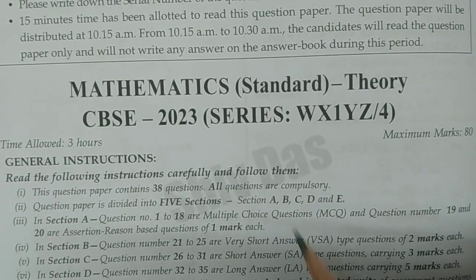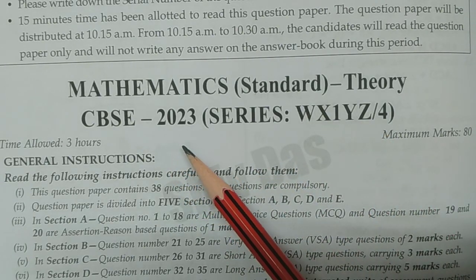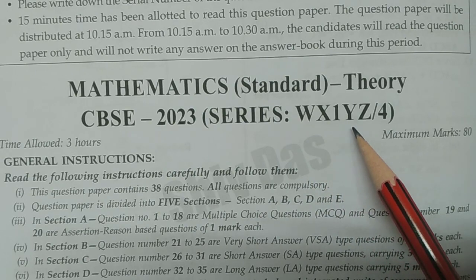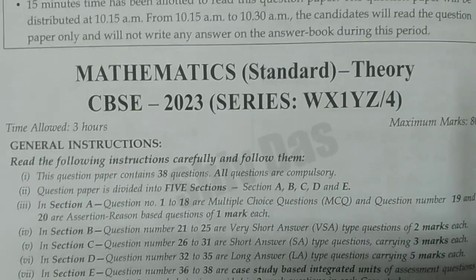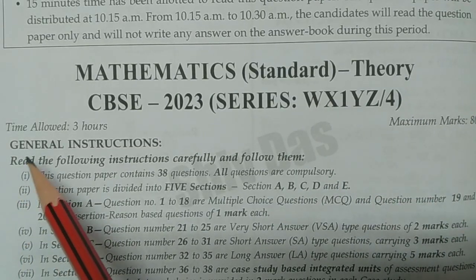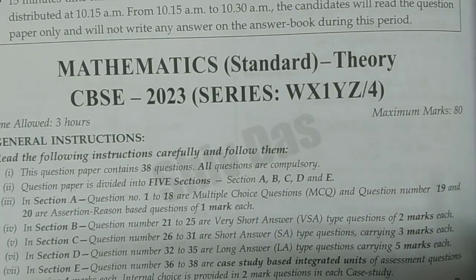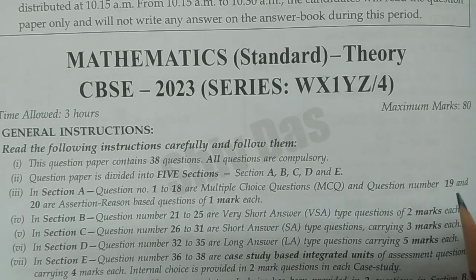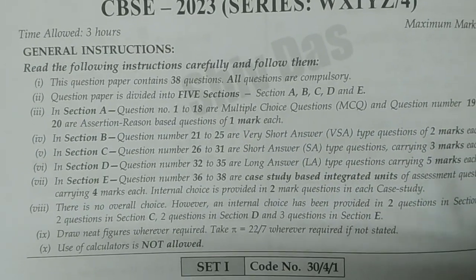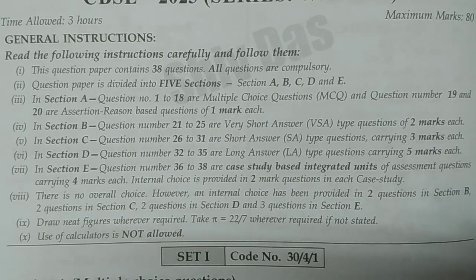And after that you will see that there will be these options. It's given Mathematics Standard Theory, CBSE 2023. The series is WX1YZ/4, you can see here. And the time allowed is given here as 3 hours, and the maximum marks are 80. So you need to be aware of the general instructions also, because this is the pattern of examination. I'm telling you to observe all these important contents, it's necessary here.